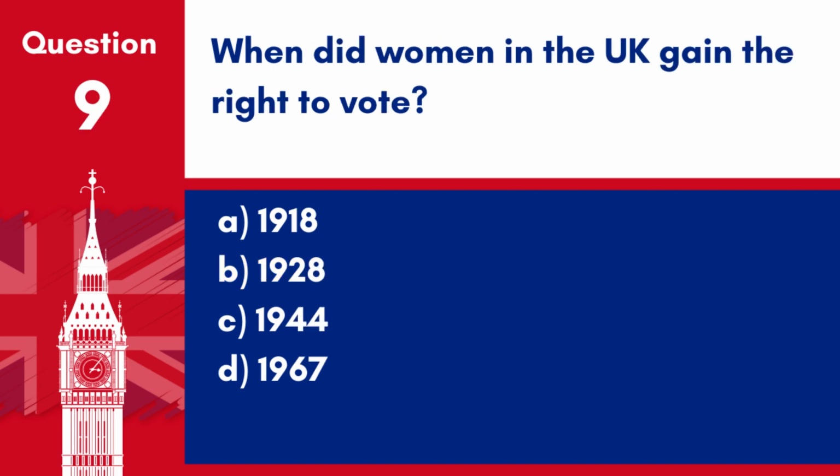Question 9. When did women in the UK gain the right to vote? A. 1918. B. 1928. C. 1944. D. 1967. Answer. A. 1918. Women over the age of 30 gained the right to vote in 1918 through the Representation of the People Act.